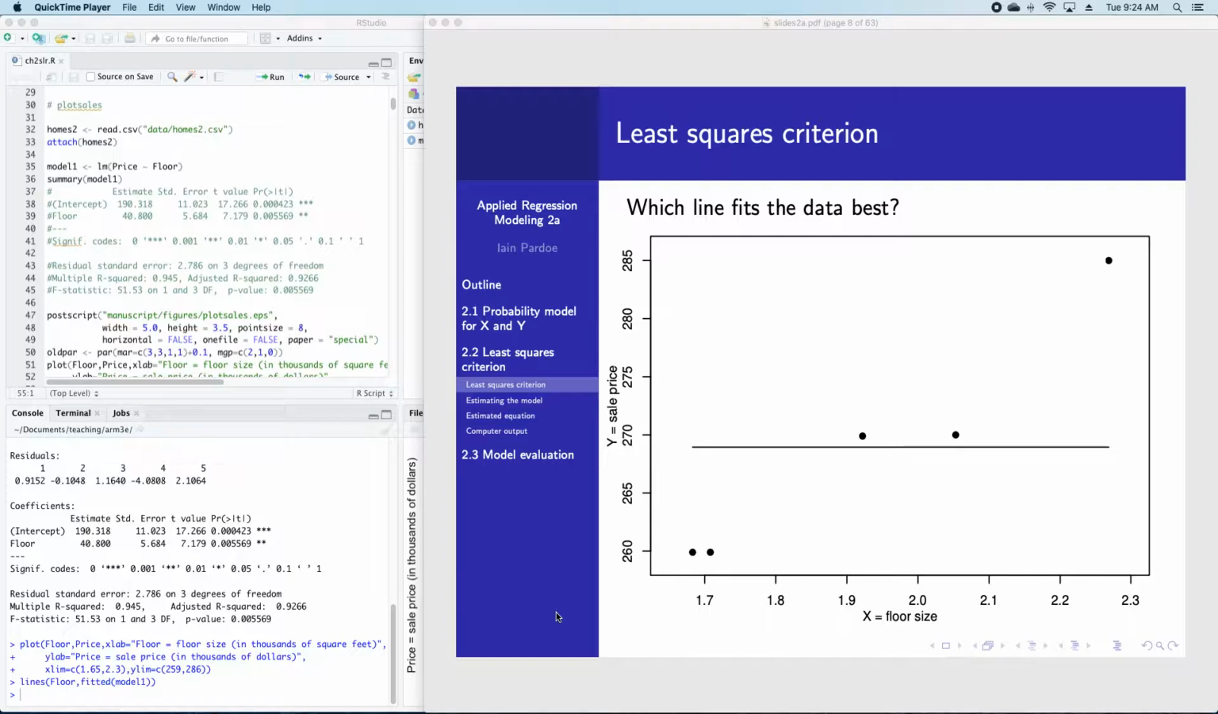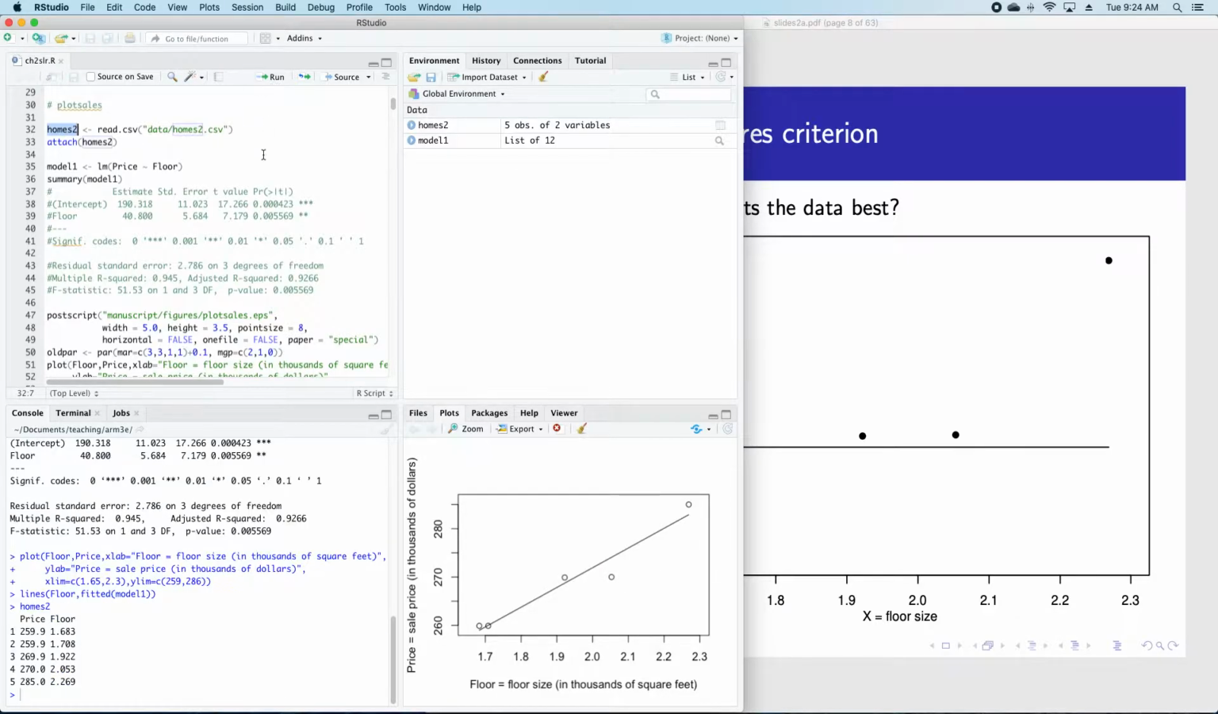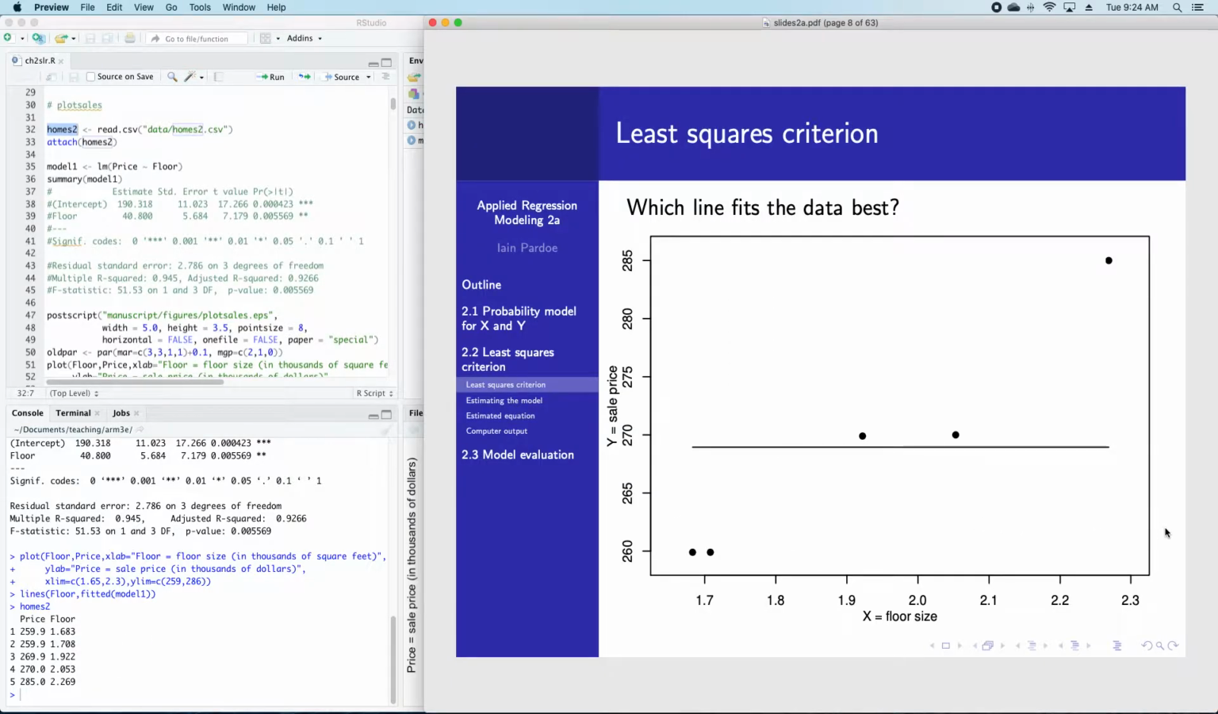So we'll use our home price dataset again. Remember, we have 5 houses with different sale prices and floor sizes. And what I've done here is I've plotted the observations on a scatter plot with sale price on the vertical axis and floor size on the horizontal axis. And we're going to just estimate by eye which line fits the data the best.